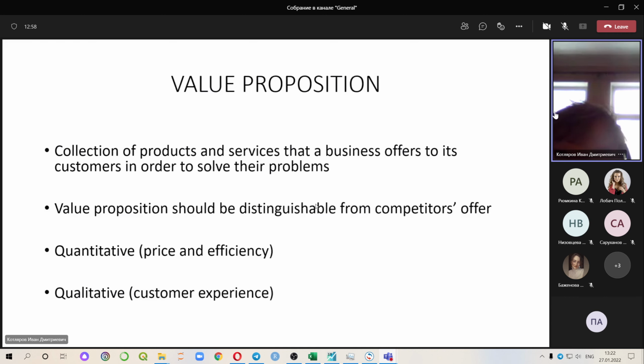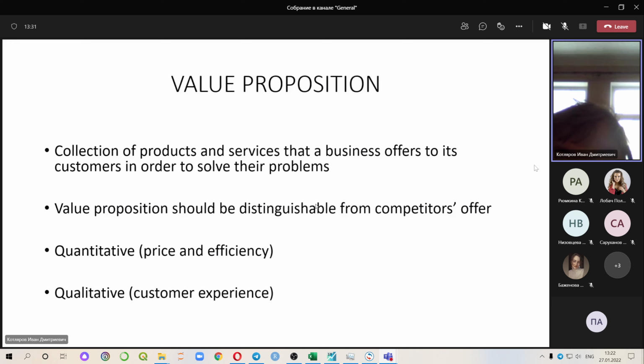Guys, how do you think? Lamborghini, is it about a lower price or is it about customer experience? Definitely not a lower price. Absolutely correct. Okay, it may be about efficiency actually, because Lamborghini are sport cars, so that they are much faster in comparison with normal cars, so to say. But definitely, the key aspect of Lamborghini is customer experience.